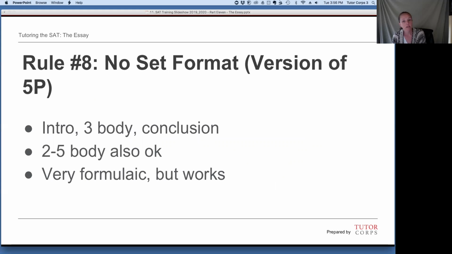Usually the best format for students to use is some version of the 5-paragraph essay, which will include an introduction, 3 to 5 body paragraphs, and a conclusion. It's boring and a little formulaic, but it works.